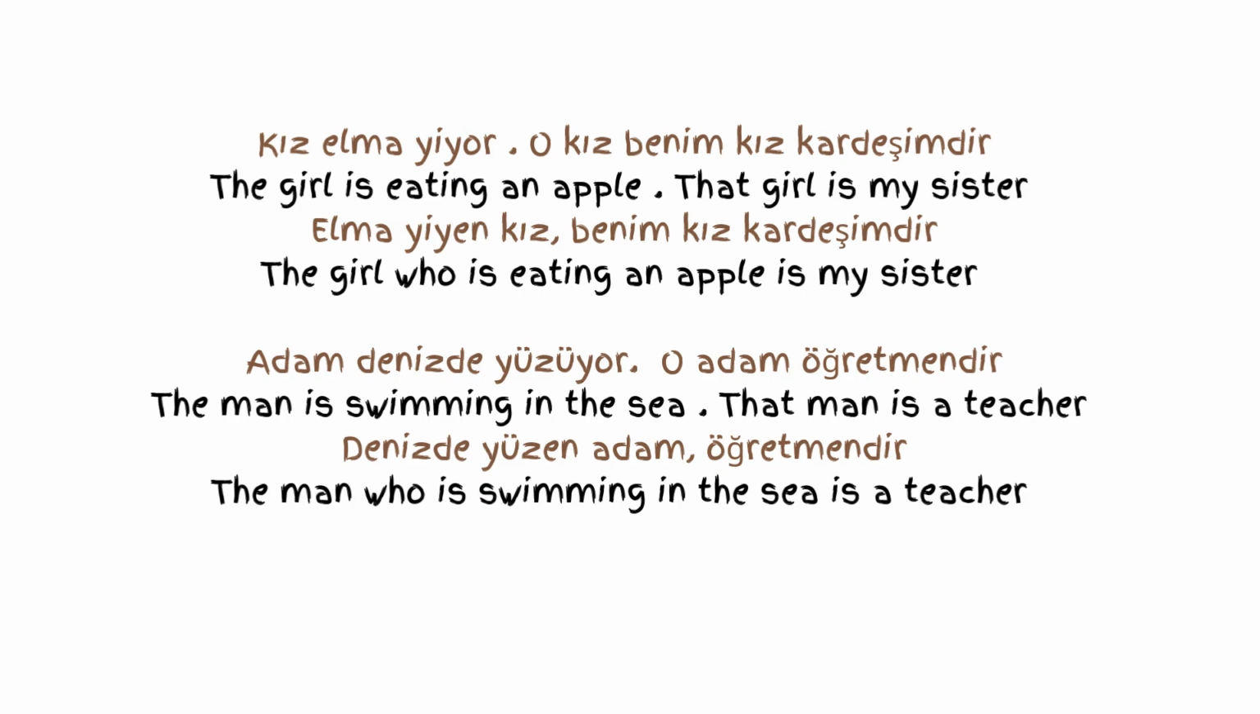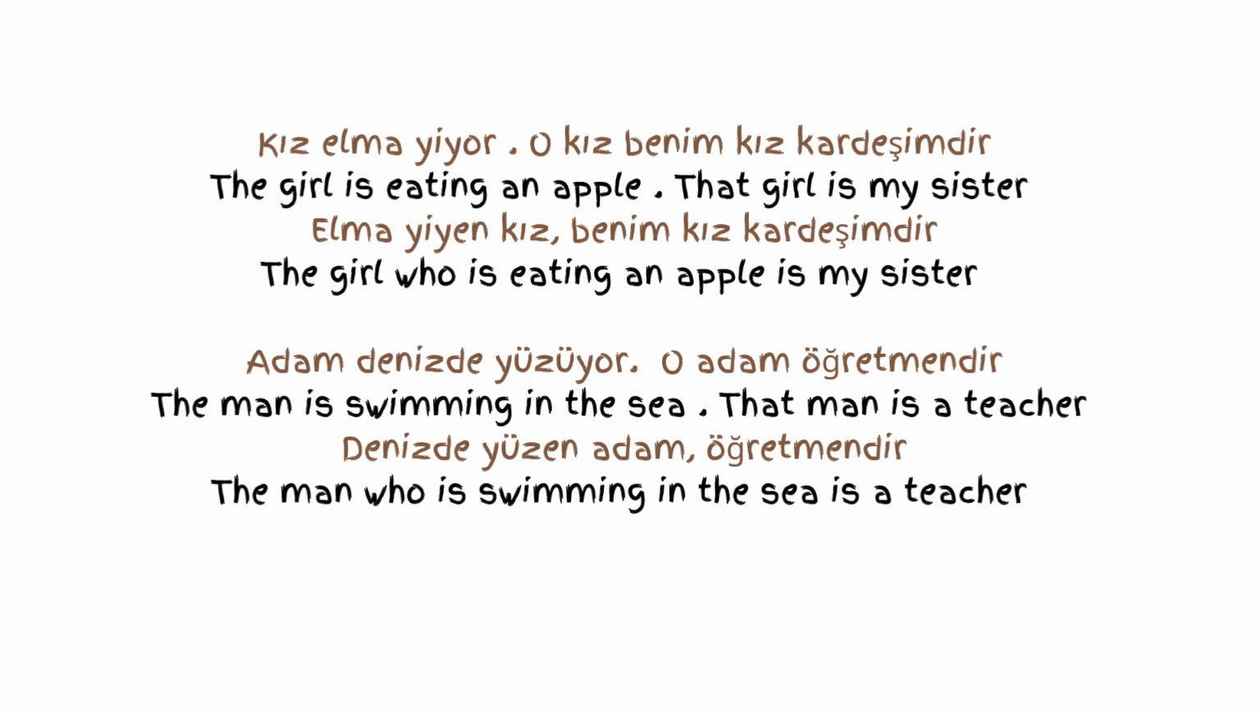Now, yiyen means is eating. So who's eating? The subject, which is kız. But what is she eating? Elma. So we're going to put the object elma followed by the verb yiyen followed by the subject kız.